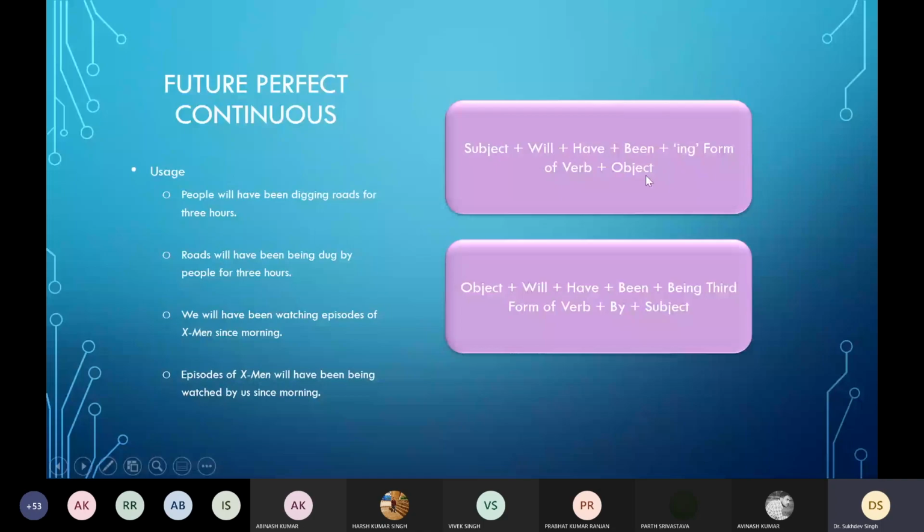And this is the rule. Subject plus will plus have plus been plus ing form plus object. Now reverse it and add some more elements. Object plus will plus have plus been. Being is added. After being there is plus third form of verb plus by plus subject. For today, I think this is sufficient.